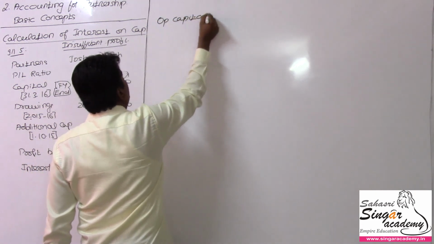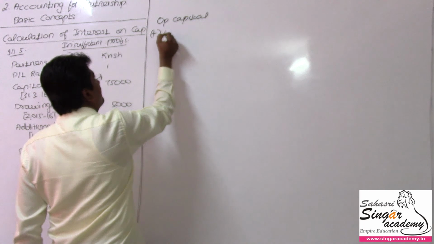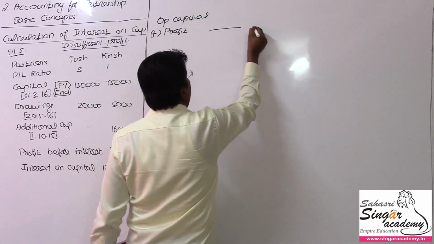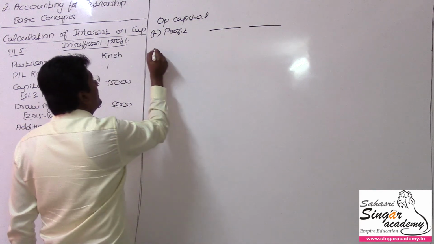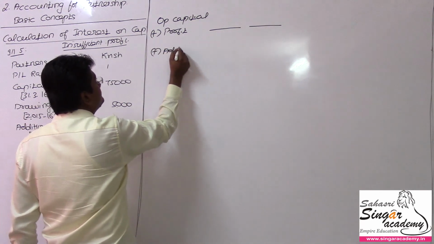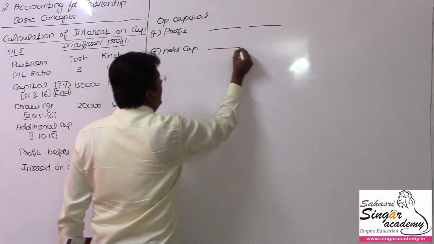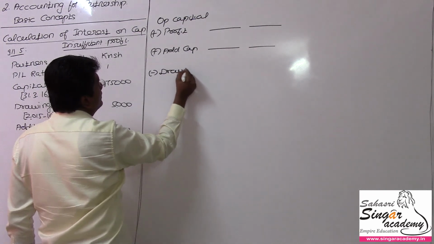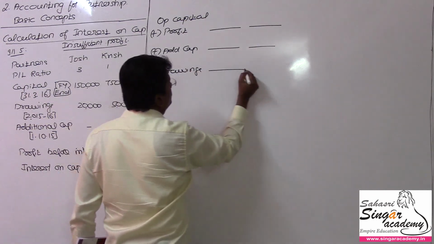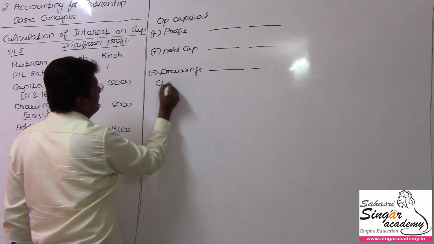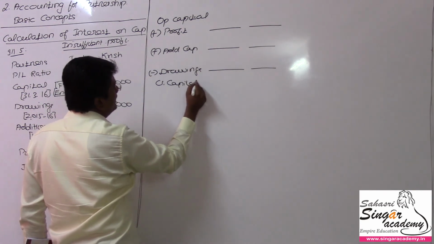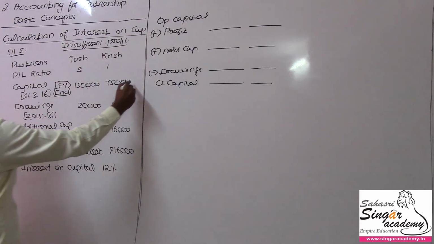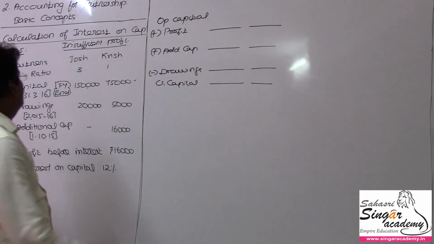To the opening capital we add net profit and additional capital if any, with two columns here for the two partners. After that, deduct drawings if there are any. This is the process we follow to find the closing capital. Here, I have the closing capital and need the opening one, so I am going to work it out in reverse.